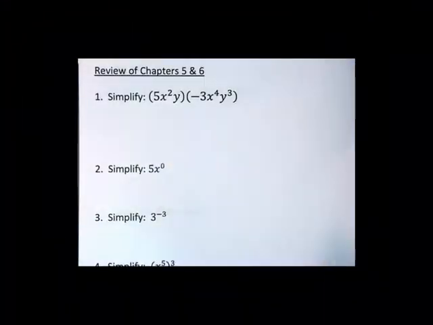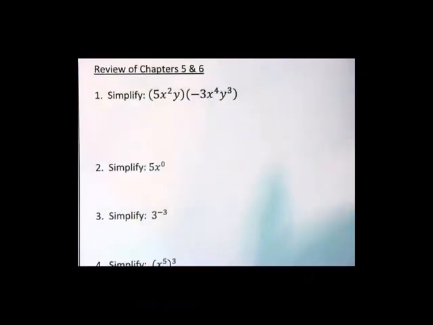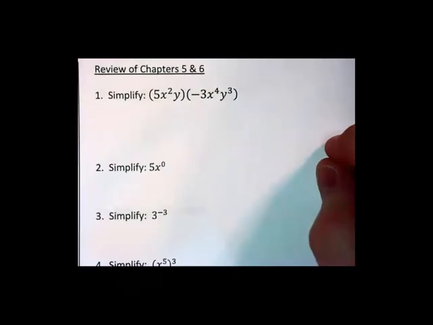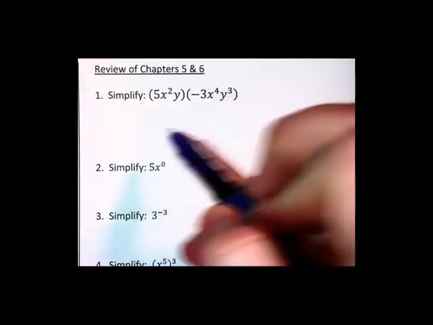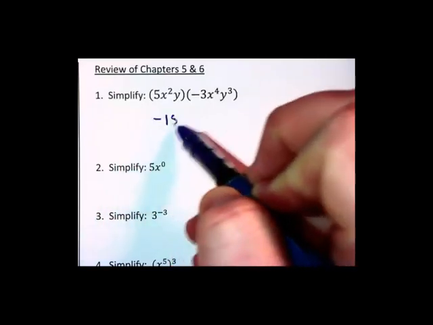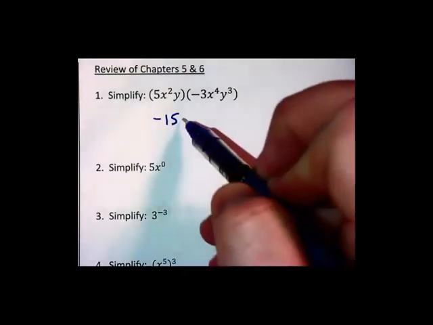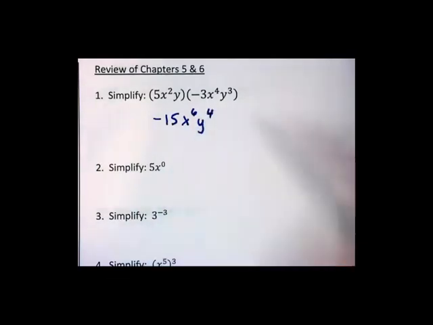In this video, we're going to review everything we've learned about polynomials and multiplying them and adding them, etc. So here we go. In this first problem, we have a monomial times a monomial. 5 times negative 3, multiplying the coefficients, gives us negative 15. Then when we multiply each of these variables, we add the exponents, and we're going to have x to the 6th and y to the 4th.